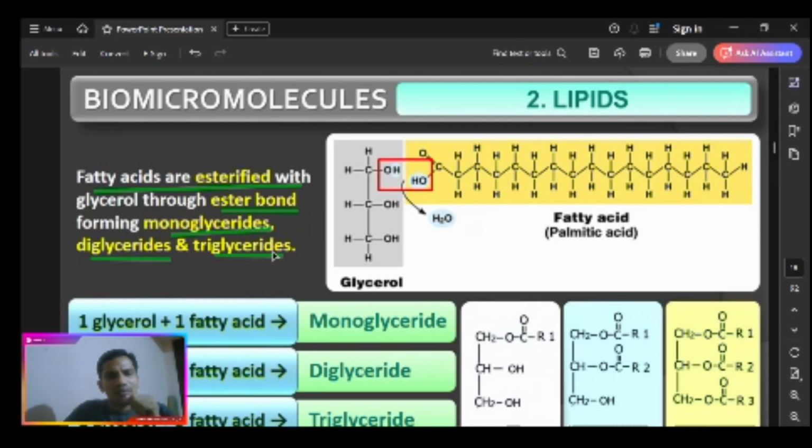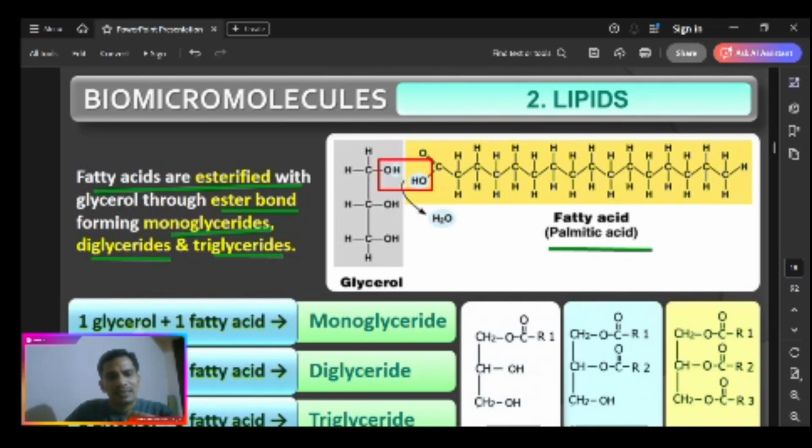Here, fatty acids are esterified with the glycerol through ester bonds. Here is the fatty acid. They give an example, palmitic acid. Glycerol, see here, CH2OH, CHOH, CH2OH, the glycerol structure. The fatty acid esterified with glycerol through the ester bond forms the monoglyceride.